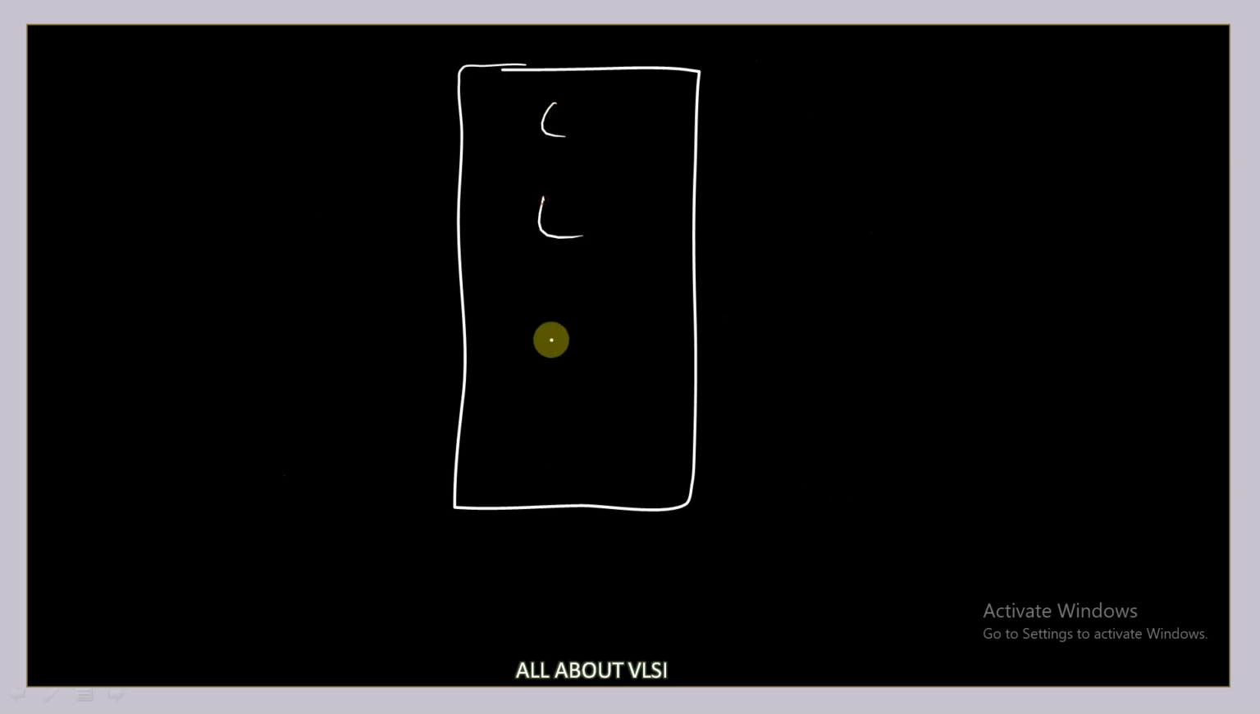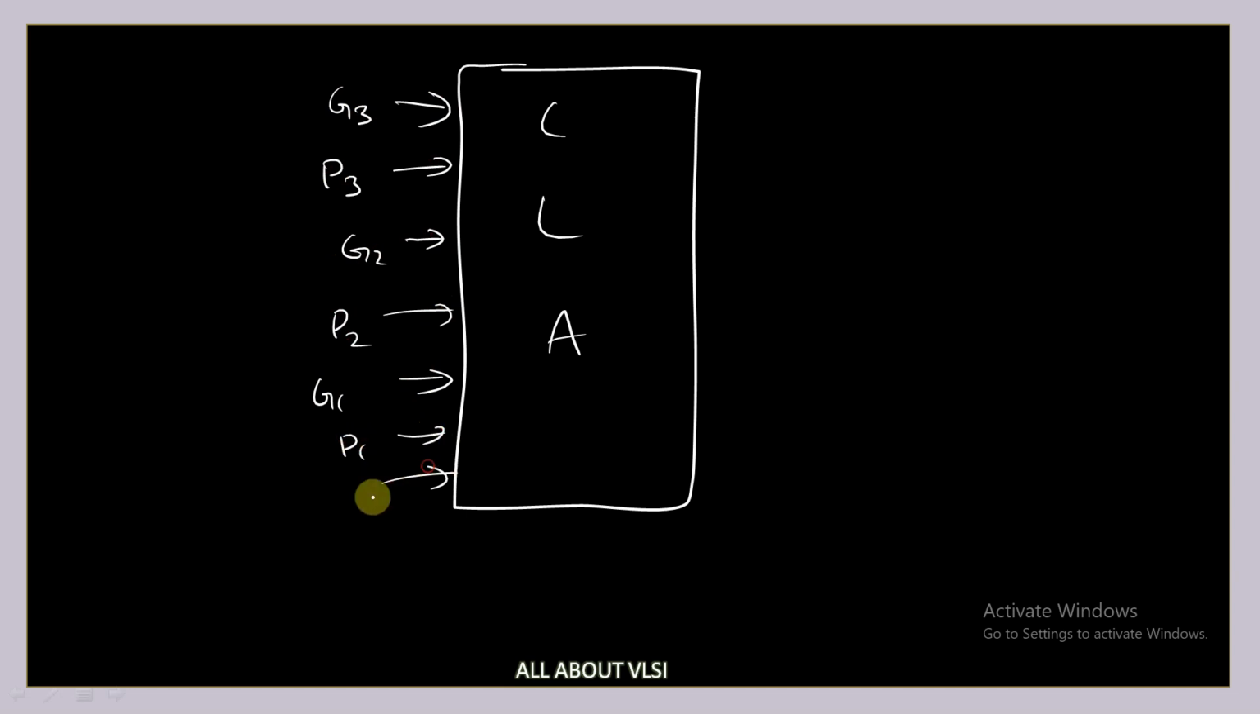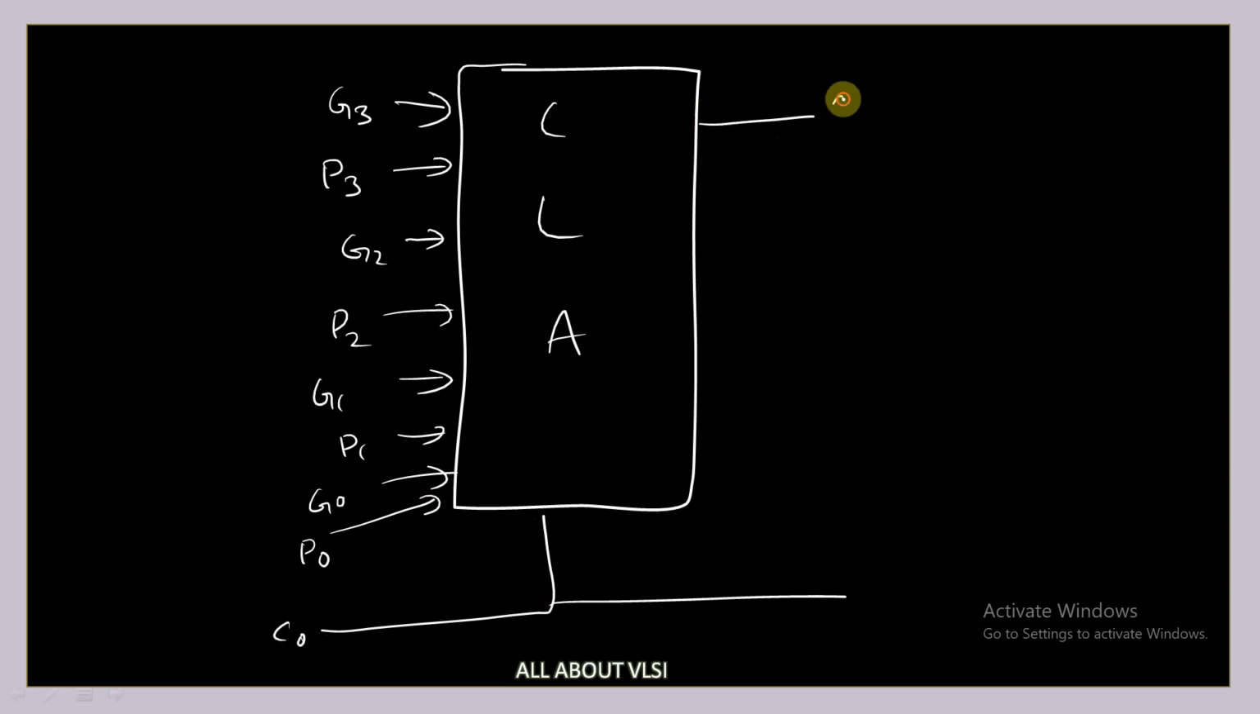And let me draw the diagram for this. So this is the CLA, carry look ahead adder. It is going to have inputs G3 and P3, G2 and P2, G1 and P1, G0 and P0. And here the initial carry that we are going to give, that is C0, is given to this, and at the output we are going to have C3.